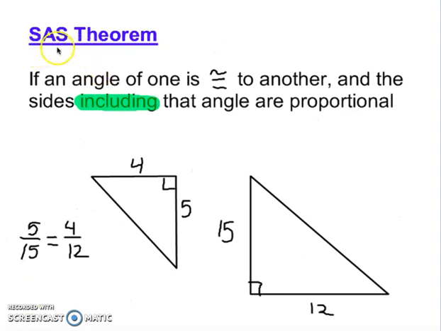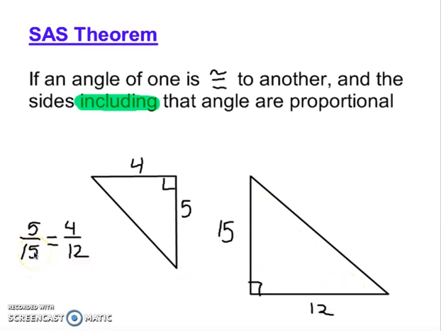Our next theorem is the side-angle-side theorem, which states that if an angle of one triangle is congruent to the angle of another, and the sides including that angle are proportional, then those triangles would be similar. So we can see here these two triangles share this angle that is congruent, and the sides including that angle are also proportional, which we checked out over here.